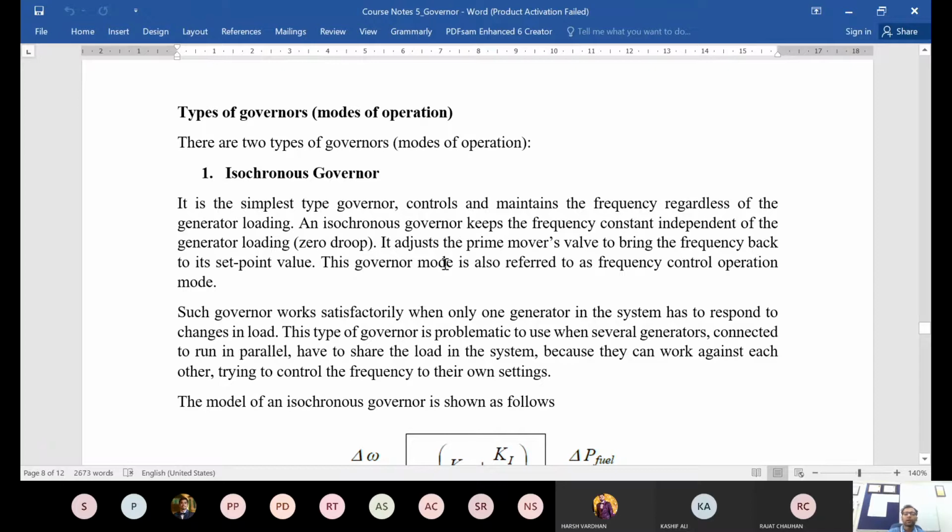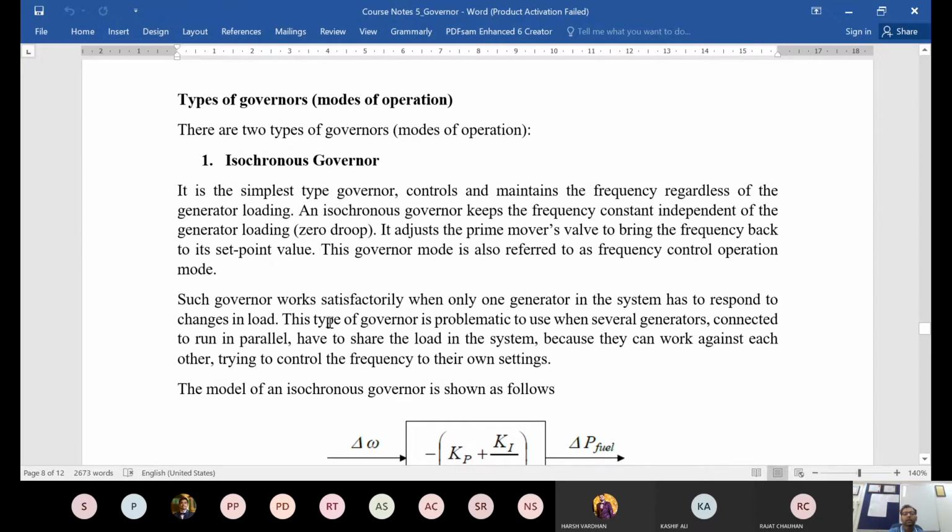So this type of governor adjusts the prime mover's valve to bring the frequency back to its set point value. So there is one set point value, and it just maintains at that value. There is no droop sort of thing. This governor mode is also referred to as frequency control operation mode. That is another name for the isochronous mode of operation: frequency control operation mode.